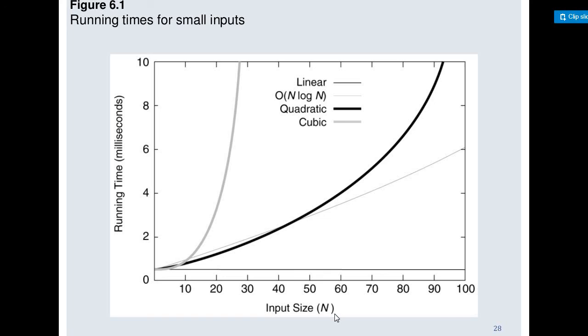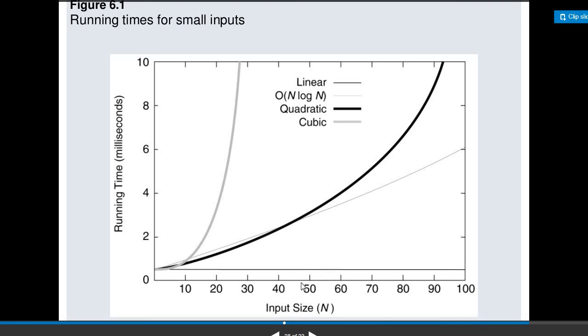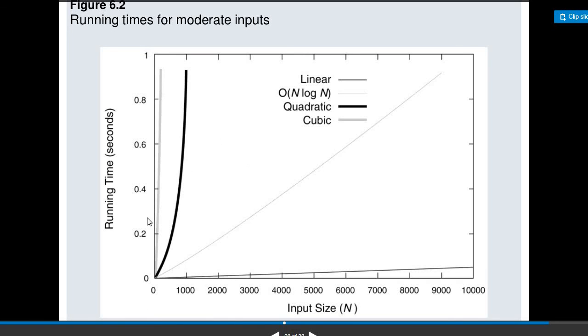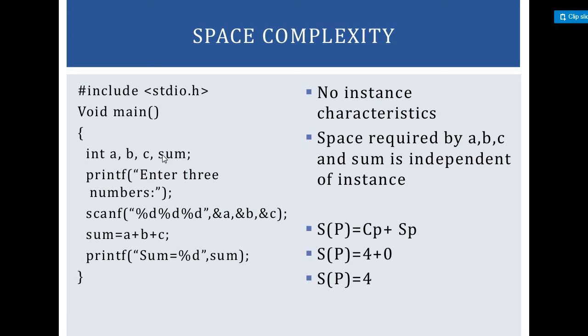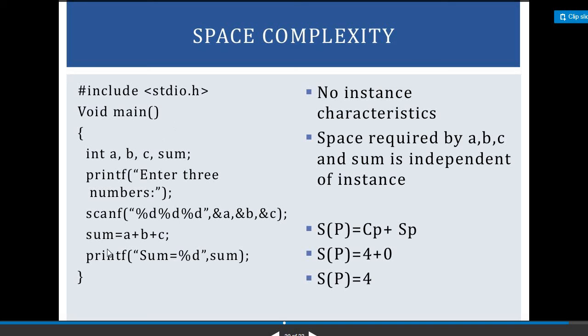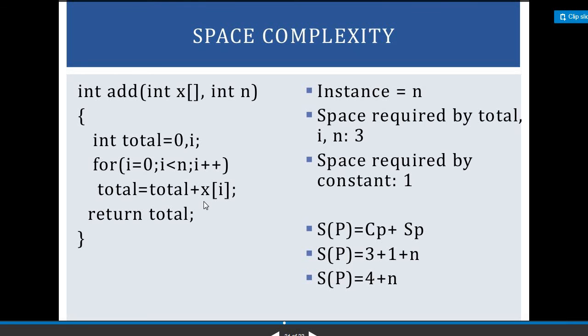So running times for small inputs: this is linear, this is log n, this is quadratic, and this is cubic. And running times on a modern computer: this is linear, this is log n, this is quadratic, and this is cubic. So space complexity. If we see the instance here, this is how we can find space complexity.